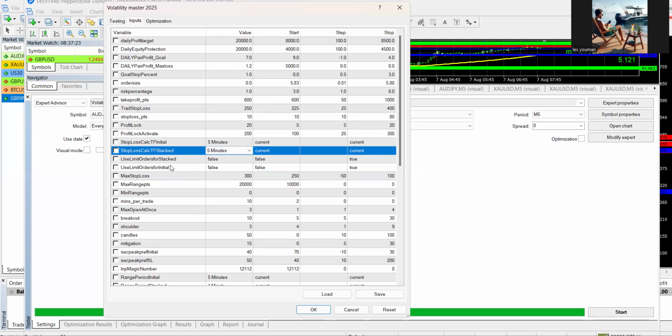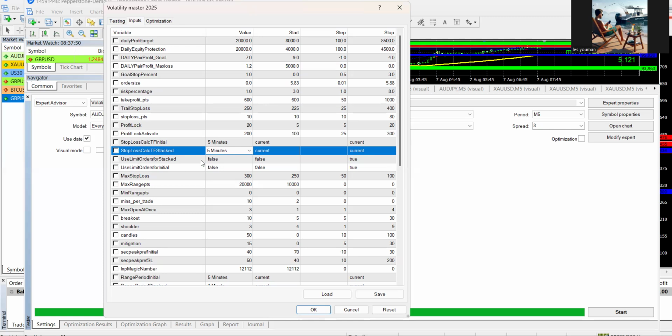Right, so the software can take out two different types of trades. It can take out trades, so either buys or sells, or it can take out limit orders. And so this is where you can set which you would like it to do. So for the initial trade, use limit orders for initial trade, I have it set to false. That means as soon as it finds a position, it's going to take out a trade at market value.